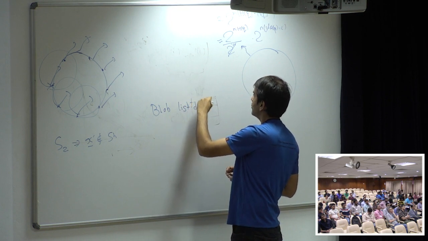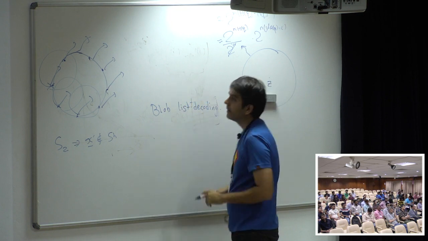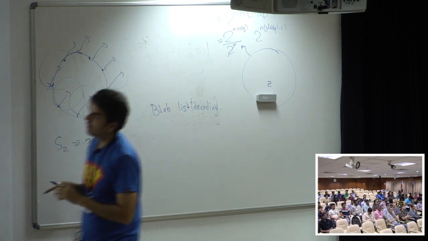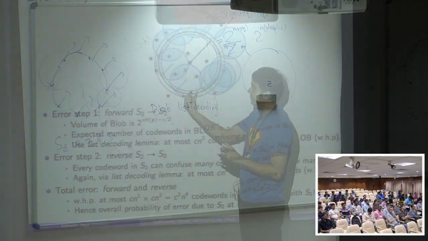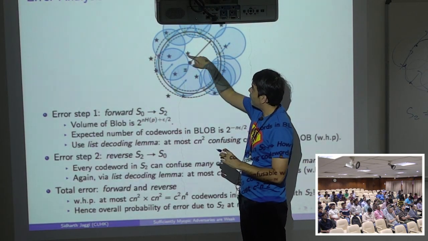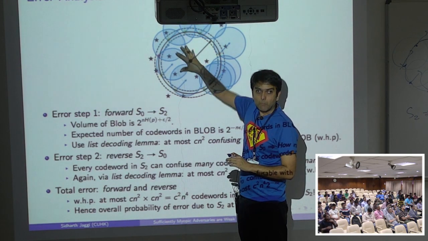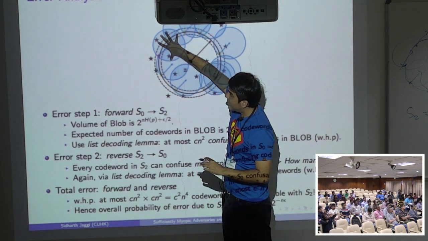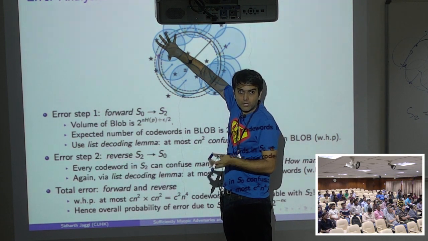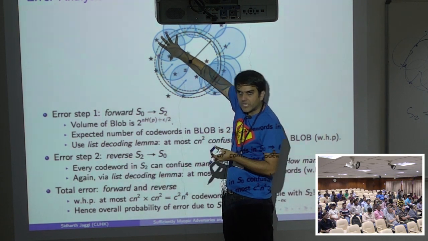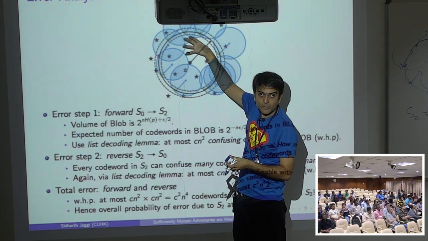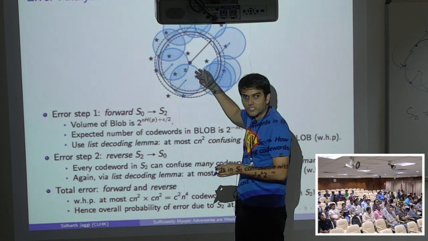Blob list decoding will ask the following question. From James's point of view, an object of interest is this thing that we're calling the blob, which is the union of all of these balls. Bob is actually only seeing a single ball over here, right? But James doesn't know which ball. So from James's point of view, let's just take the union of all of these balls, and let's call that a blob.